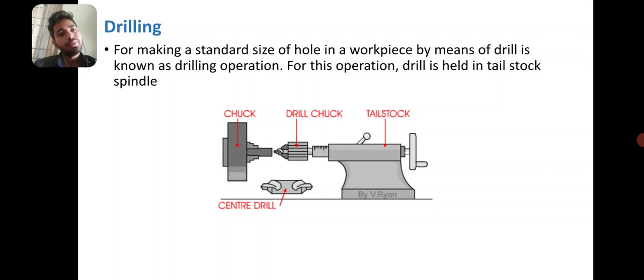The spindle is rotating and the tailstock is stationary, and the drilling operation is done. In this drilling, the center drill is used.